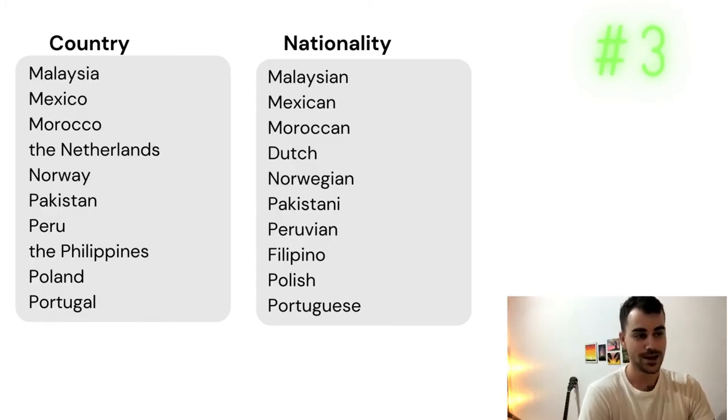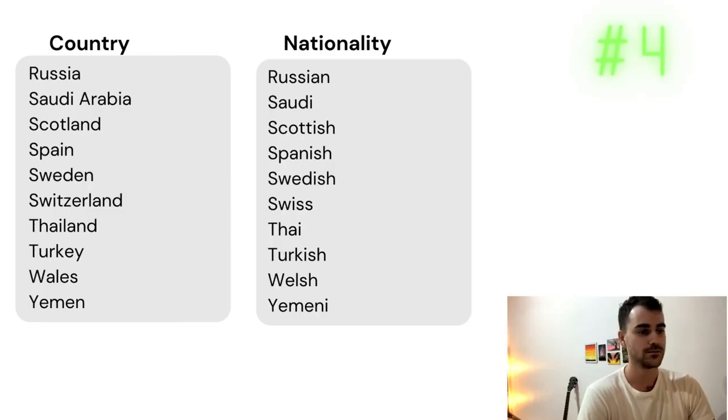Look at this one, the Netherlands, Dutch. Those 2 words seem like they're not related at all. Same with Philippines and Filipino. Okay, number 4. Which ones are the most unusual? Well, probably Switzerland and Swiss. Or perhaps Wales. I'm from Wales. I am Welsh. They don't seem to be related.